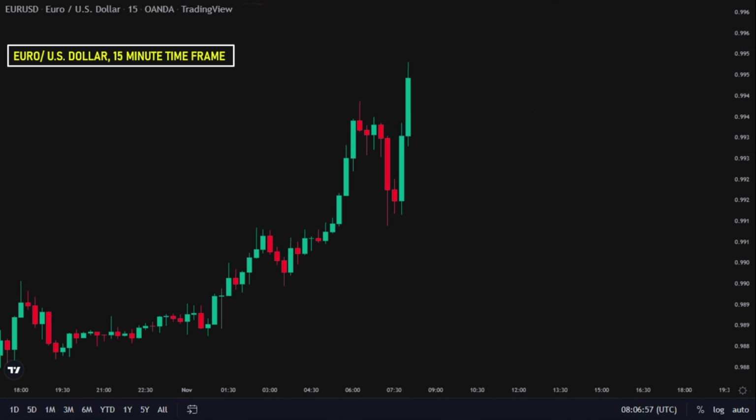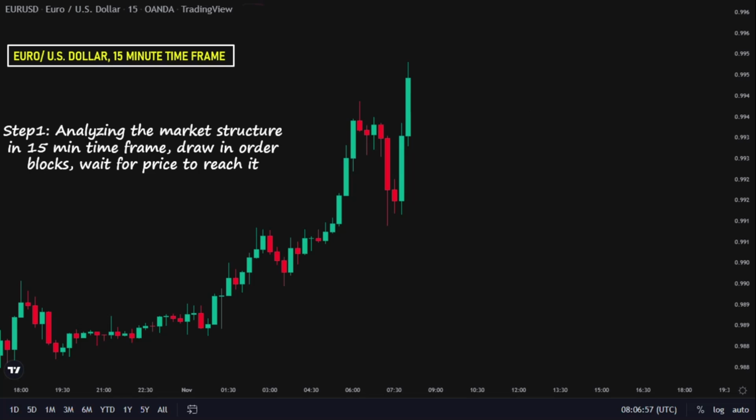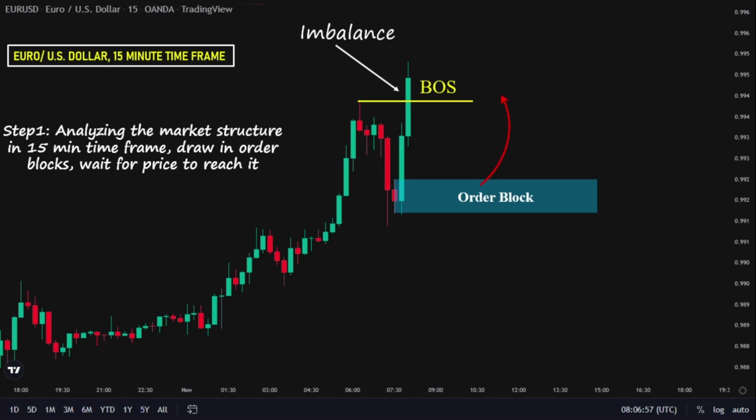So, here in the Euro-US dollar 15-minute time frame. In the first step we should analyze the market structure and draw on the most recent order blocks. As you can see, we have an uptrend with these recent green candles, which generated an imbalance and break of structure. So we can clearly spot this perfect order block zone right here, where price potentially can get rejected and provide us with a trading opportunity. Now, all we have to do is wait for price to reach the order block. As you can see, price entered the order block zone.